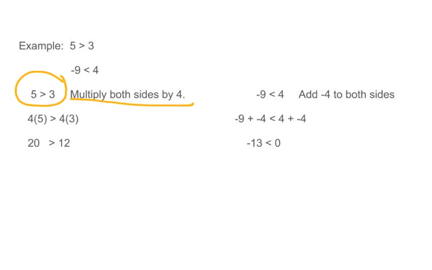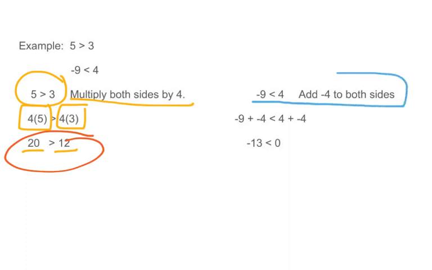5 is greater than 3. 4 times 5 is 20. 4 times 3 is 12. 20 is still greater than 12. But let's look at this one. -9 is less than 4.